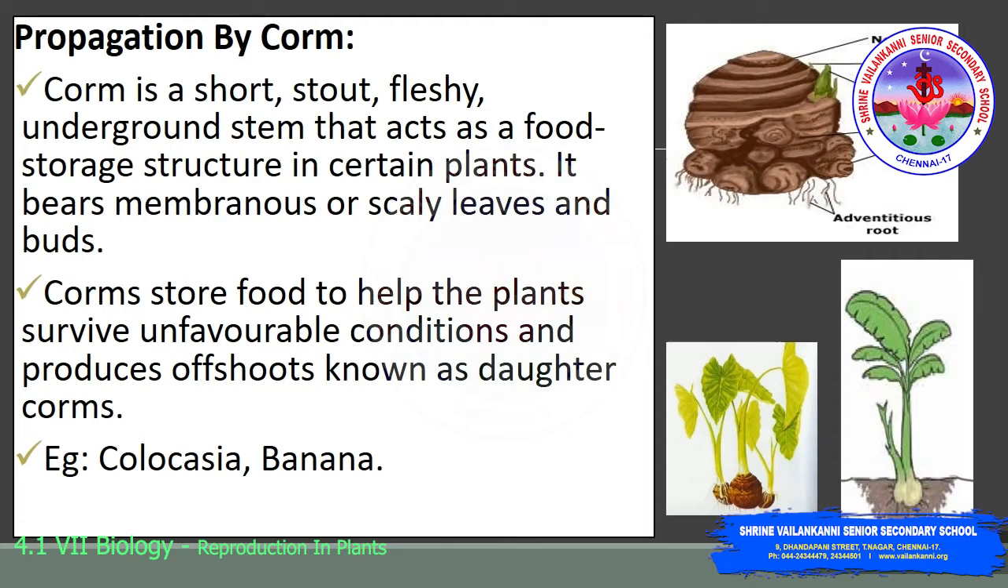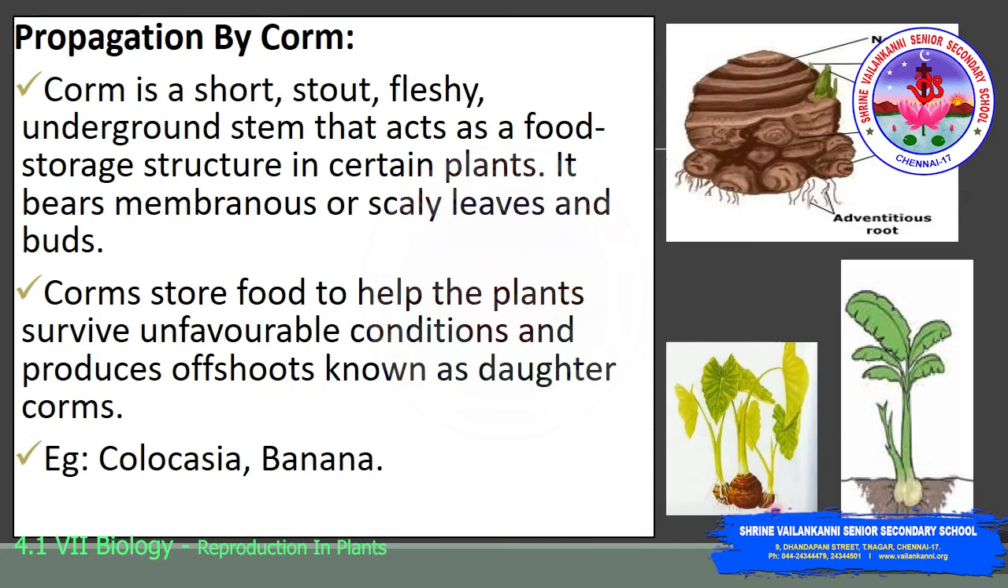Next is the propagation by corm. Corm is a short, stout, fleshy underground stem that acts as a food storage structure in certain plants. It bears membranous or scaly leaves and buds. Corms store food to help the plant survive unfavourable conditions, and they produce offshoots which are known as daughter corms, as you can see in this picture.